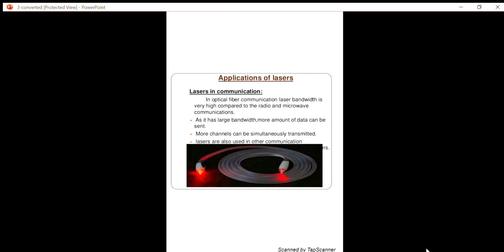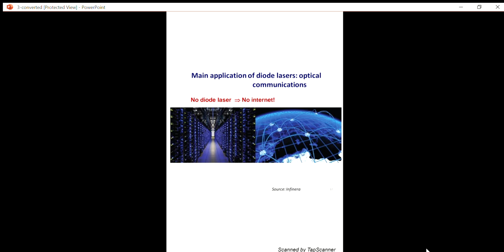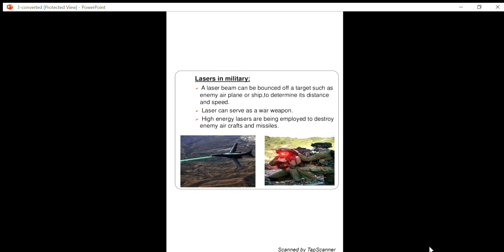Application of lasers. Lasers are used in communication. In optical fiber communication, laser bandwidth is very high compared to radio and microwave communication. As it has high bandwidth, a greater amount of data can be transferred. More channels can be transmitted simultaneously. Lasers are also used for other communication. The main application of diode laser is optical communication. Without diode laser, internet connection is impossible.